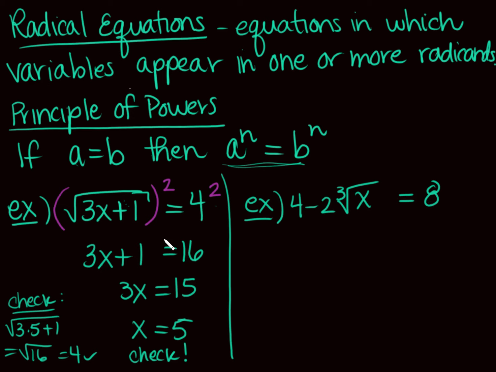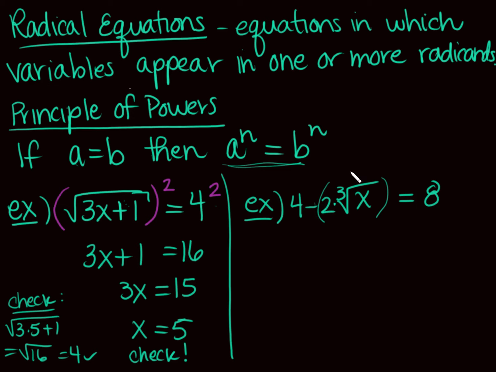My goal again is to get my root by itself so that I can raise both sides to a power. Now, let me tell you something you can't do. A lot of people want to do 4 minus 2 and make this 2. Don't you dare do that. Your Aunt Sally would be so disappointed. Remember, Aunt Sally says that multiplication must happen before any addition and subtraction. This 2 is being multiplied by the cube root of x, so I actually can't take that 4 minus 2 because this 2 is being multiplied.